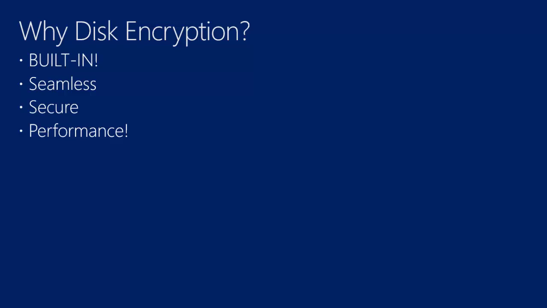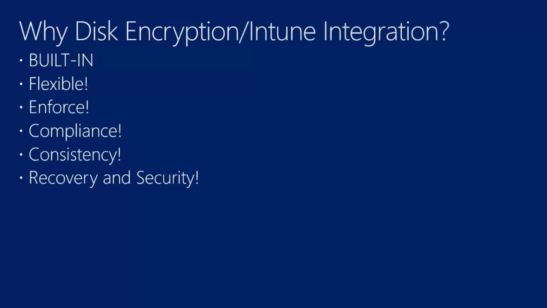Secure, so being able to reduce the risk of compromising corporate data is a big deal. And then finally, performance. If we're going to encrypt the disk, you're going to want to do that in a way that does not compromise the performance of the system. And so typically, there's only a very small performance overhead associated with disk encryption. Often it's going to be in the low single-digit percentages of performance, and maybe even less than that, right? So why disk encryption? All of these reasons, and probably even more. Why do we care about disk encryption whenever it comes to Intune integration?